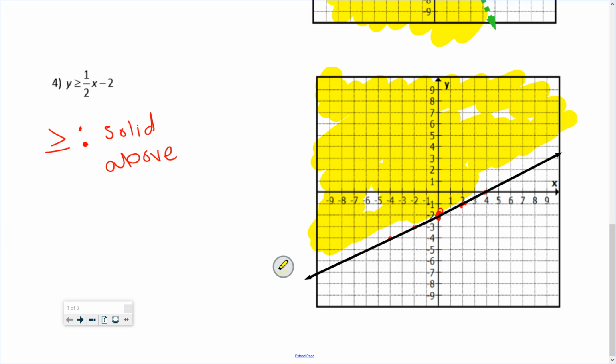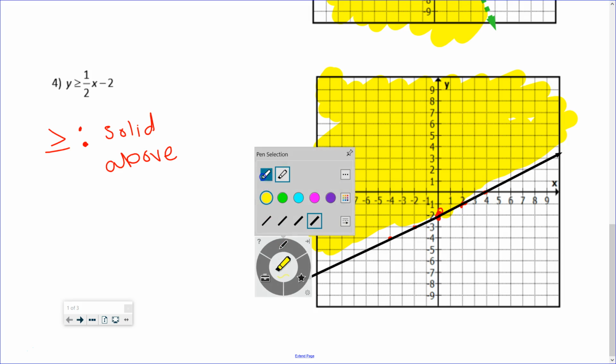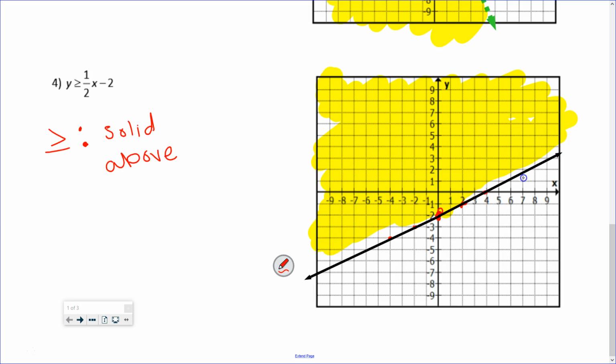All right, here we go. I'm about to ask you what's a solution or not. You ready for me? All right, so Josh. Is the point 7,1 a solution? No. Why not? Because it's not. Good. 7,1 is about right here. That is not in the shaded region, therefore it is not a solution.